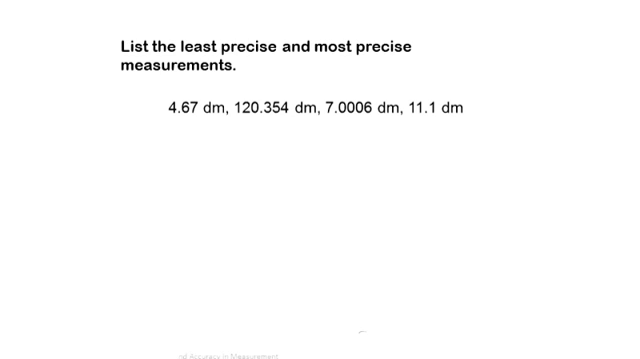List the least precise and most precise measurements. Now, precision refers to the smallest units measured on the measuring instruments. So the smaller the units of the measurements is, the more precise the measurements will be.